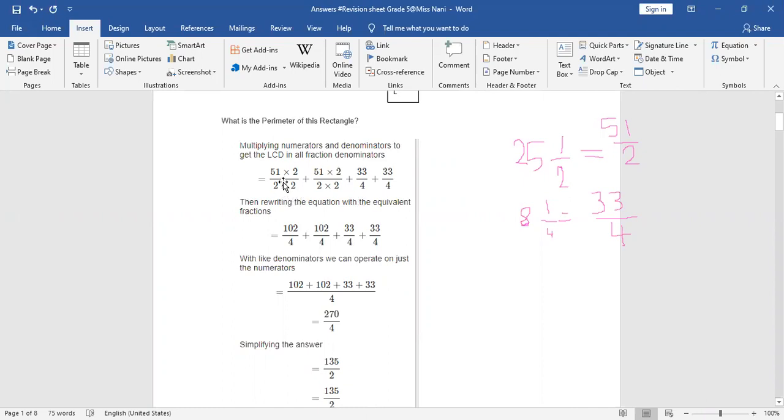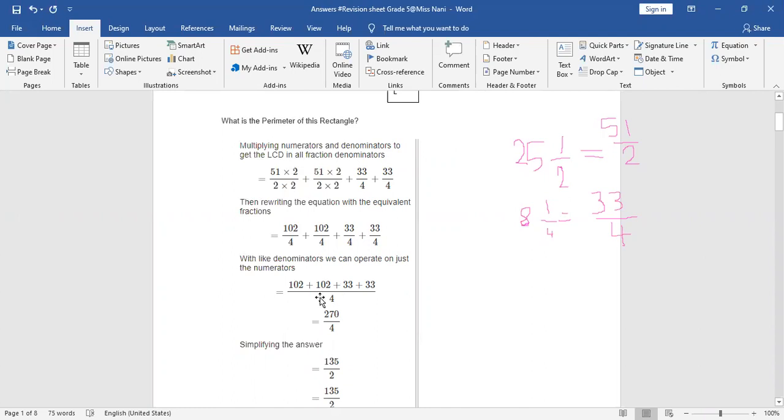So I will multiply 51 multiply 2 and 2 multiply 2, because I cannot only multiply the denominator, I have to multiply the numerator. So 51 multiply 2 will be 102. 1 multiply 2 is 2, 5 multiply 2 is 10, so it's 102. 2 multiply 2 is 4, so 102 out of 4, plus 33 out of 4, plus 33 out of 4.